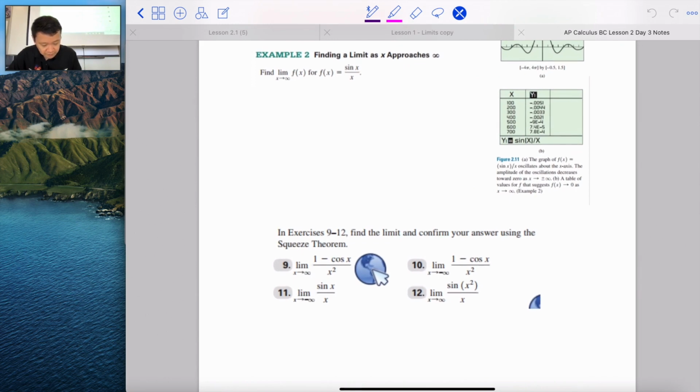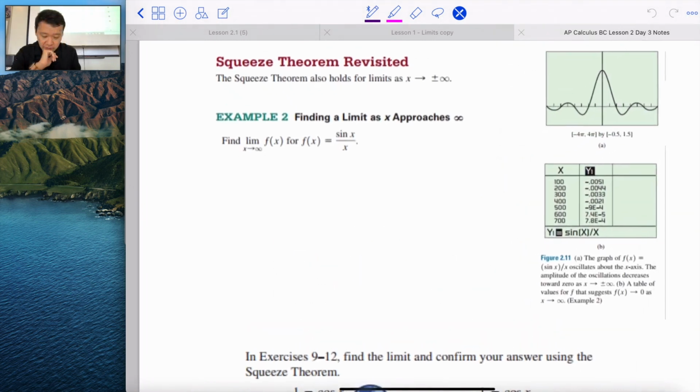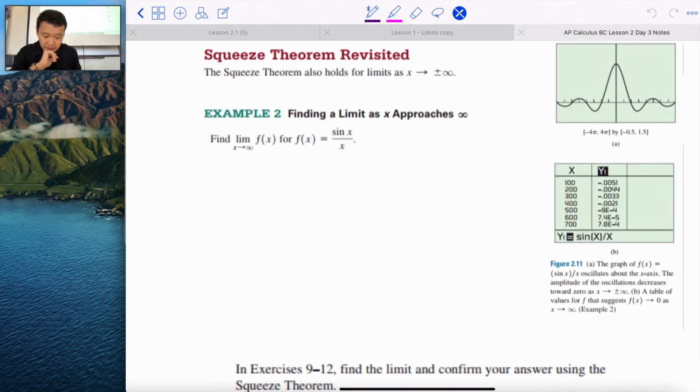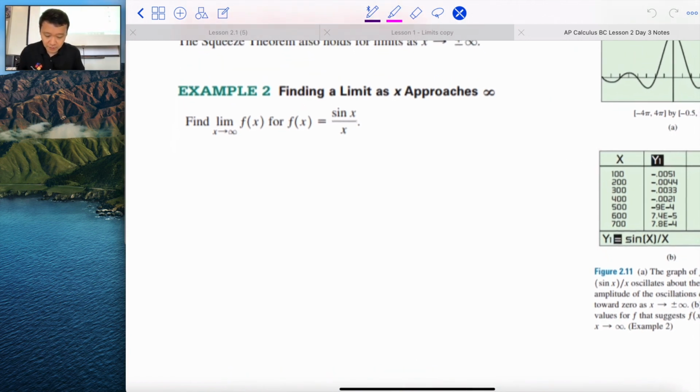Okay, so I'll get to example 2 as well. The only thing different about this is that now we're involving the limit of a function as x approaches positive infinity or negative infinity. In this case, it's positive infinity.